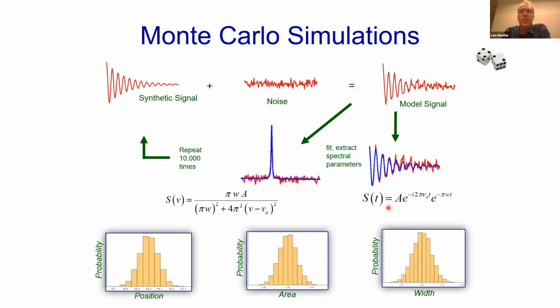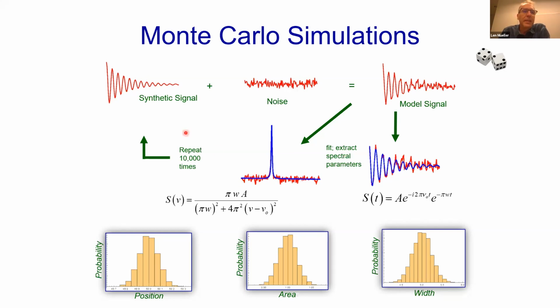In Monte Carlo simulations, we start with a synthetic signal that we know. We add noise to it, chosen from a well-characterized distribution, typically Gaussian white noise. That gives us a model signal. Then we can fit that model signal in the time domain and get out the signal amplitude, the frequency, and the spectral line width. Or we can pre-process this signal, Fourier transform it, post-process it, and then fit it in the frequency domain to extract those three spectral parameters as well.